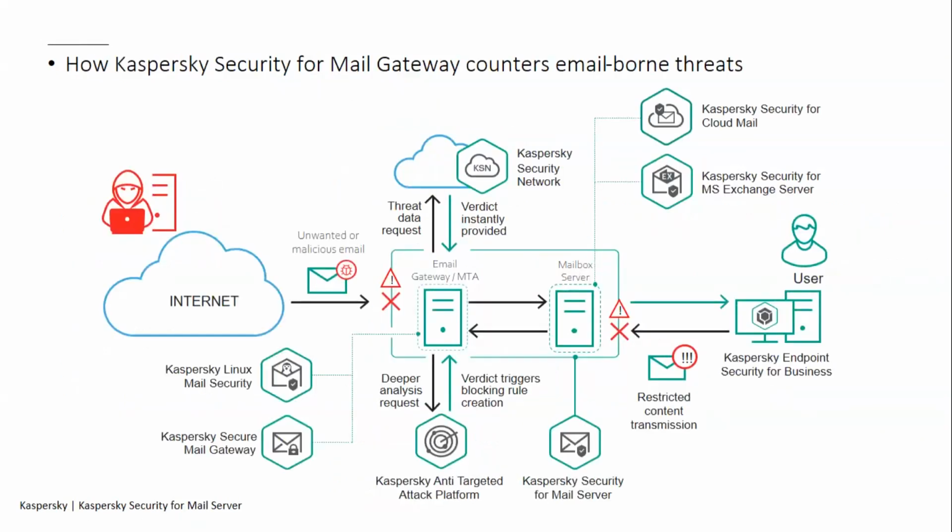Here we have the Kaspersky Security for mail gateway. It shows us how the emails are moving within the organization. Here we have the user, and also we have the gateway. When you try to send an email, it will be restricted if the email has an issue. Virtually, the endpoint here blocks any malicious email. And when you access the internet, again, the malicious email will be blocked.